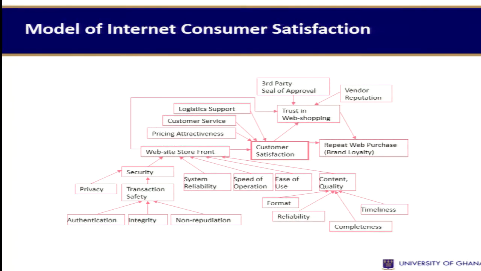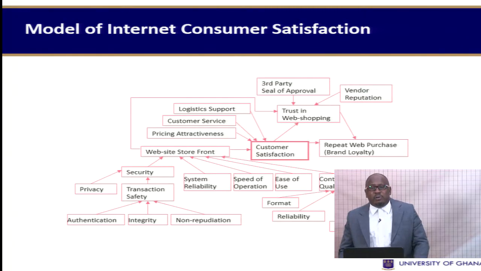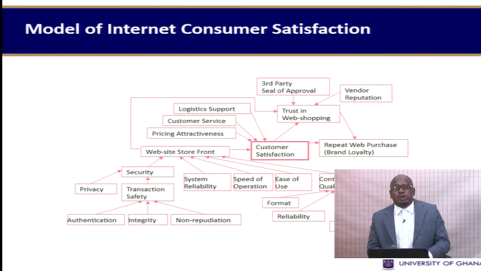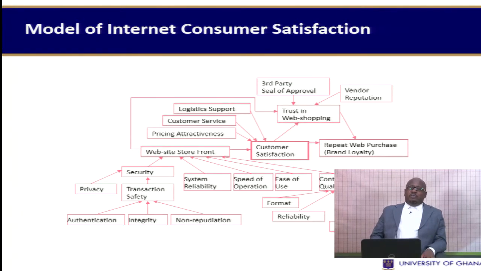So we need to discuss how to achieve some level of customer satisfaction on the internet. Now, in cyber context, trust is everything. And whether it's logistics or pricing or distribution or security issues or content issues or ease of access or completeness of the purchase or repeat purchase, for me, the critical issue in achieving customer satisfaction in e-context is the issue of trust. Trust in web shopping.